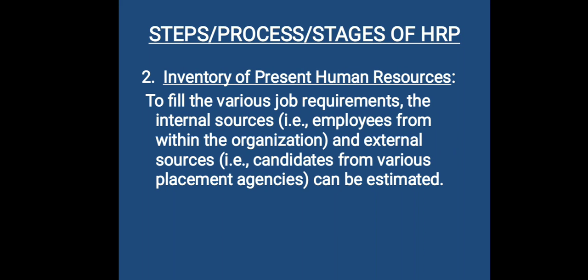Then the next one is inventory of present human resources. From the updated human information system, the current number of employees, their capacity, performance and potential can be analyzed. Okay, to fill the various job requirements, the internal sources. Internal source is what? Employees from within the organization. It may be promotion or transfer.